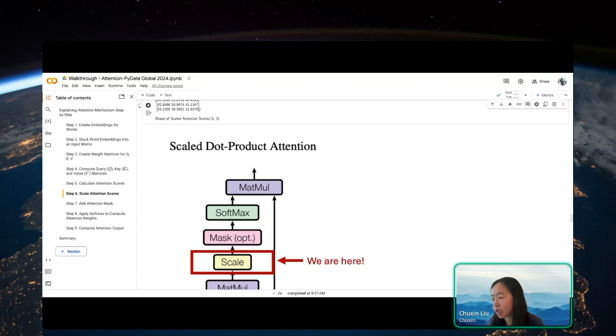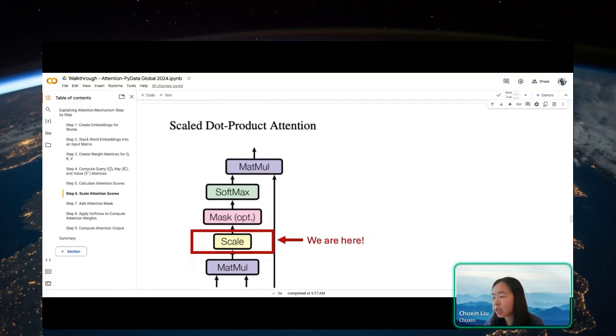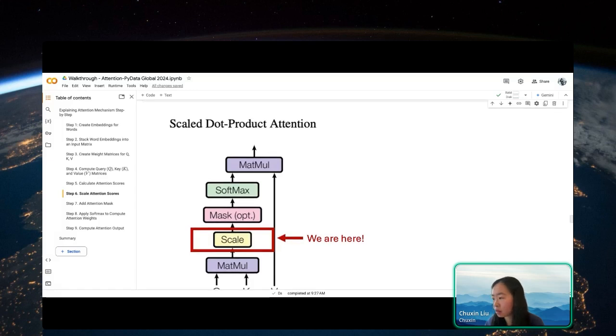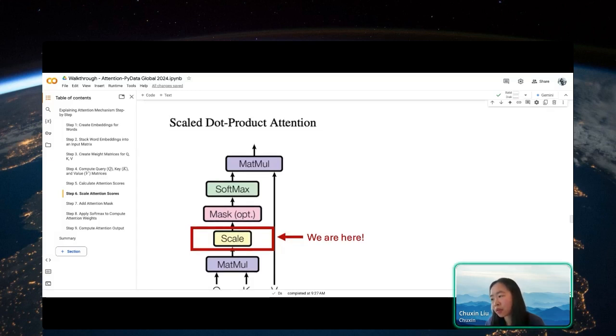All right, so we are here. We have finished the scale block, and the next part is add attention mask. Mask is optional. In the encoder part, mask is not needed. In the decoder part, we'll use the mask because we are trying to predict the next word, the next token, right? So we don't want the model to look into the future.